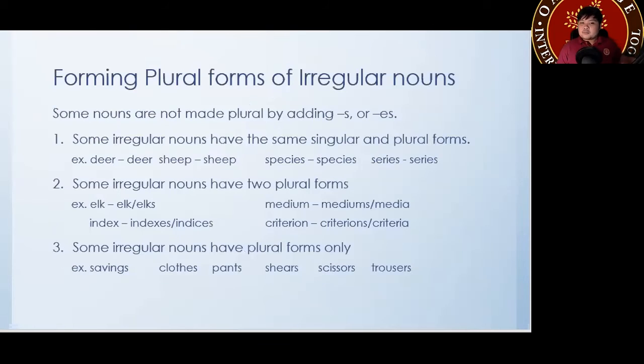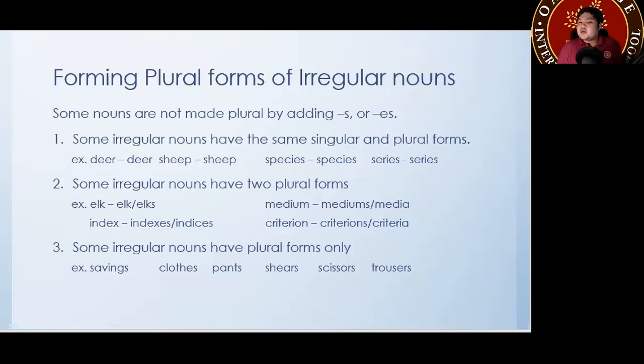But some nouns are called irregular nouns. So irregular nouns, class, are basically nouns that when you make them plural, you don't add S or ES. You do something else. Okay? So examples are, number 1, some irregular nouns have the same singular and plural forms. Example, deer. The singular of deer is deer, and the plural is also deer. Same as with sheep. Same with species and series. All of these are just the same word.